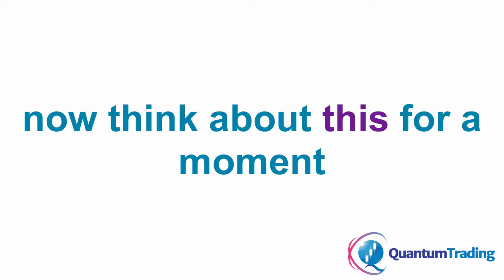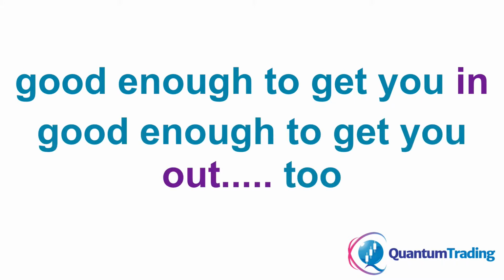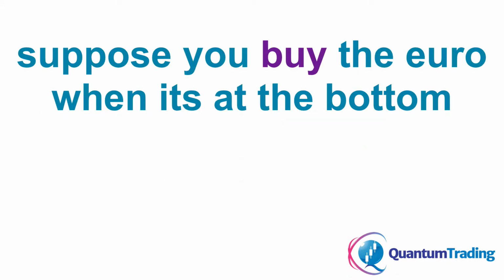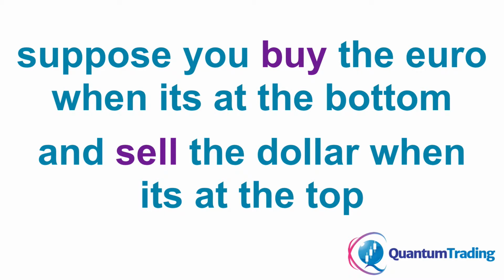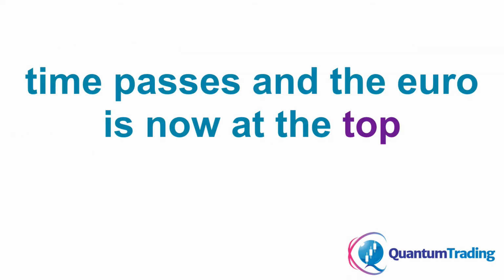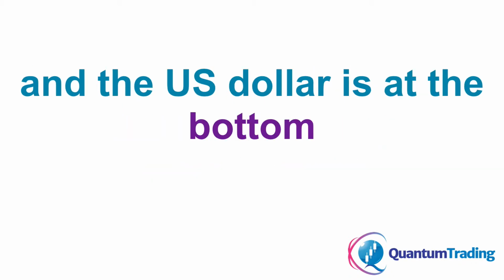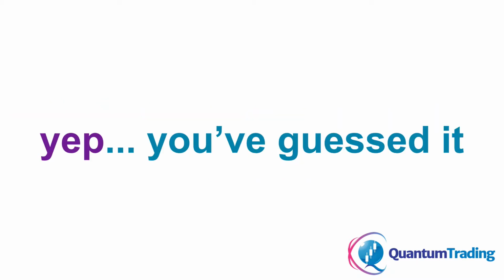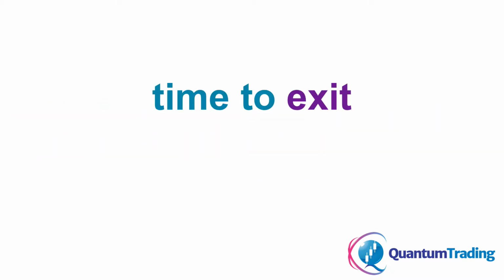Now think about this for a moment. If the currency strength indicator is good enough to get you in, then it's good enough to get you out too. It makes sense when you think about it. Suppose you buy the euro when it's at the bottom and sell the dollar when it's at the top. So you're long the euro dollar. Time passes and the euro is now at the top, overbought, and the US dollar is at the bottom, oversold. What's the indicator telling us now? Yup, you've guessed it. It's time to exit.